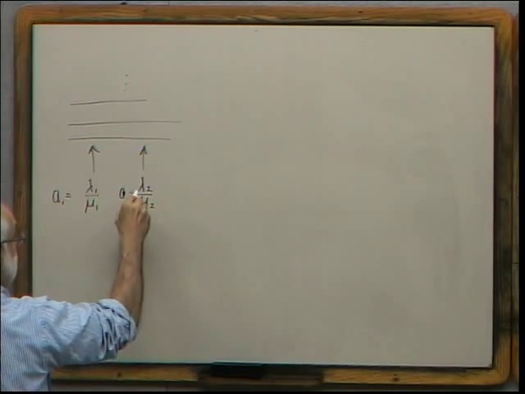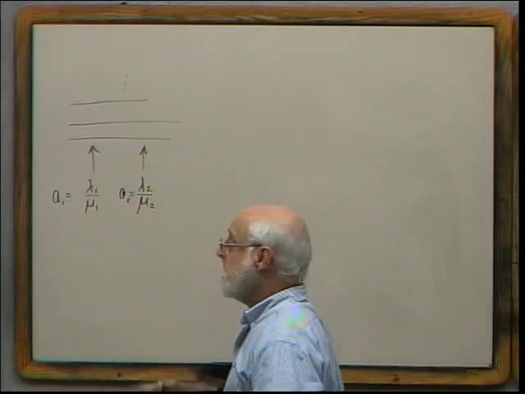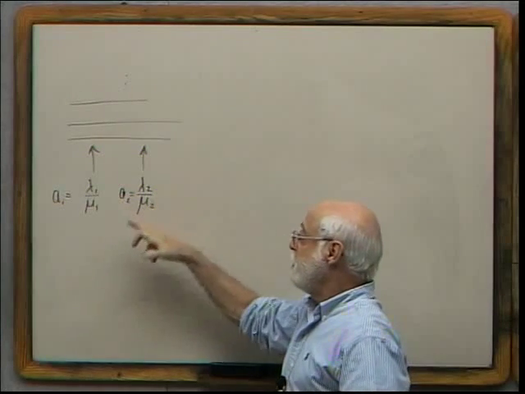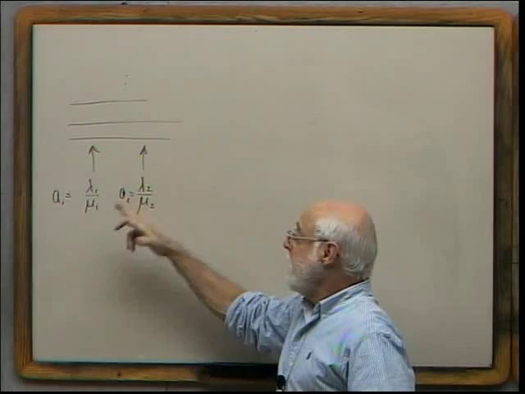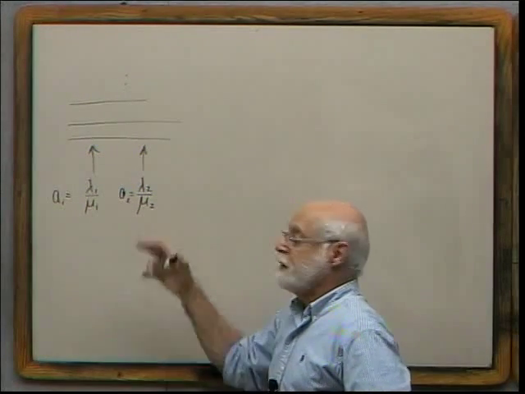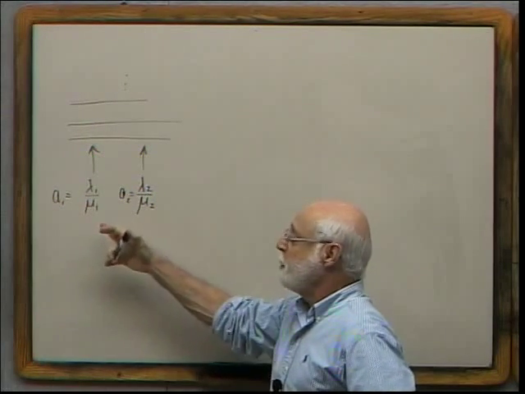So the arrival streams must be, at the moment, Poisson, but they have different rates. For example, this might be data traffic, and this might be voice traffic. And they have exponential service times at the moment, but they have different expected values, different service completion rates. So we want to be able to describe what's going on here.